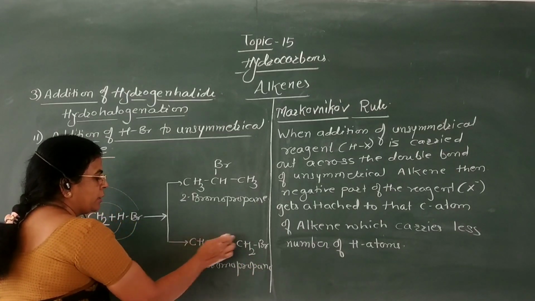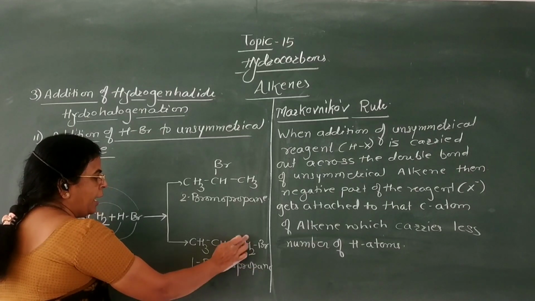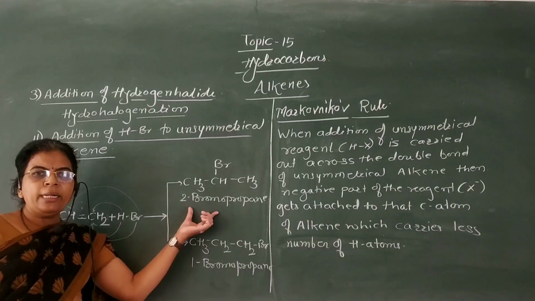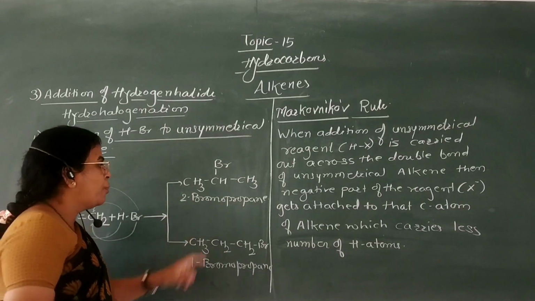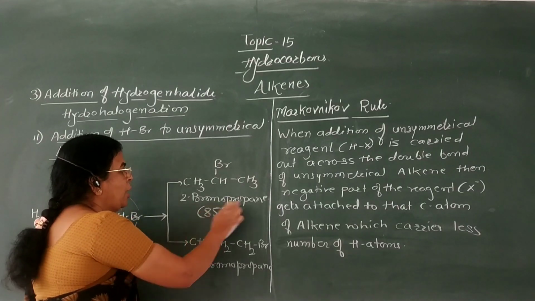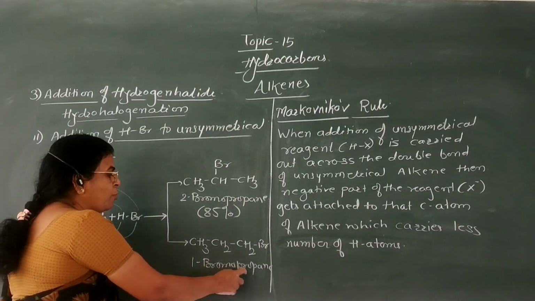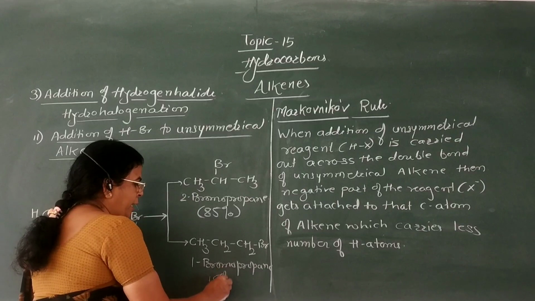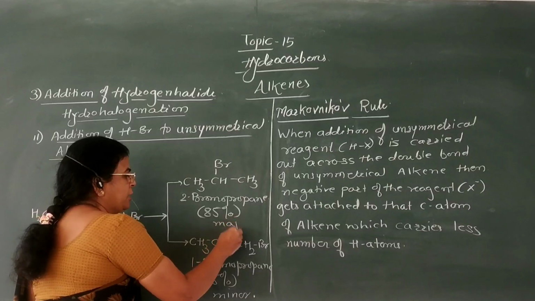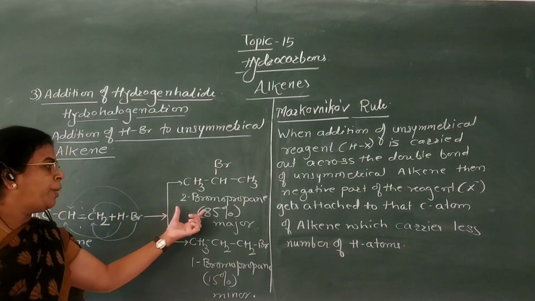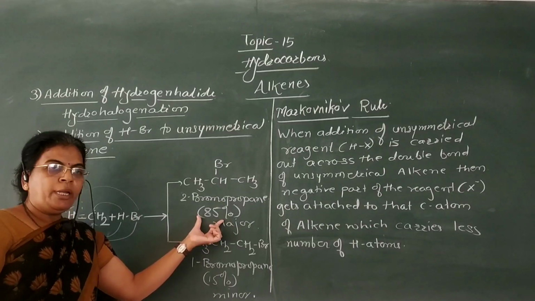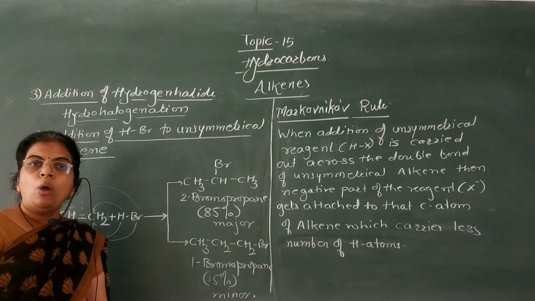There are 1, 2, 3 carbon atoms, therefore the parent is propane, and at position one there is bromine, therefore it is 1-bromopropane. But experimentally it is found that 2-bromopropane is obtained as the major product, that is 85% of the product is 2-bromopropane, and 1-bromopropane is obtained only as 15%, that is, the minor product. This is the major and this is the minor product. That is, 2-bromopropane is obtained as the major product, 85%, and only 15% 1-bromopropane is obtained.